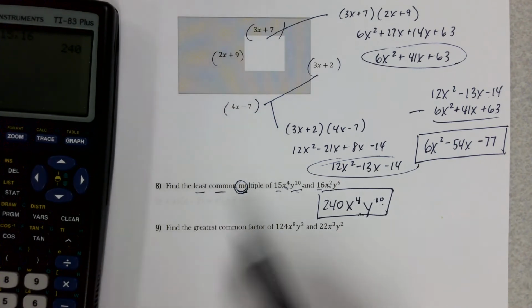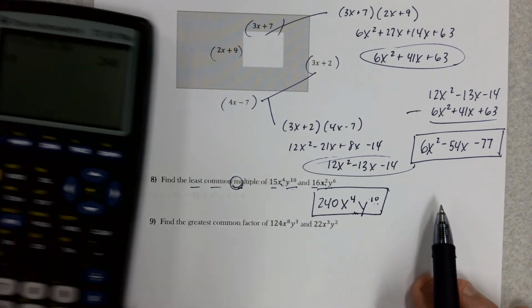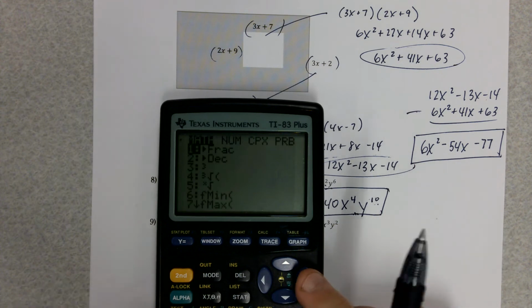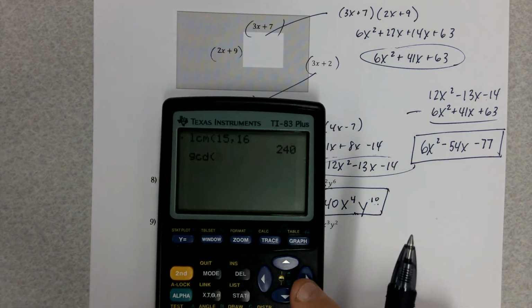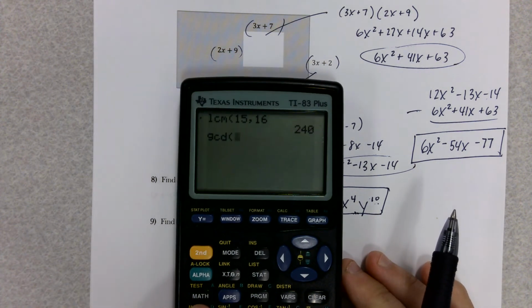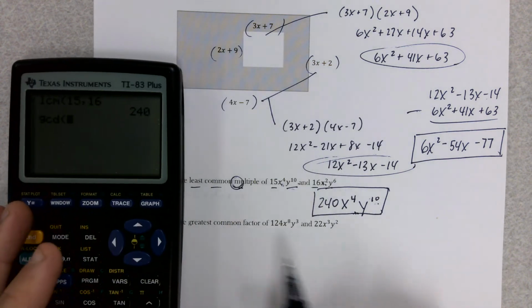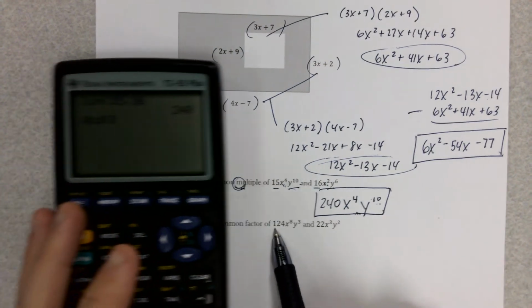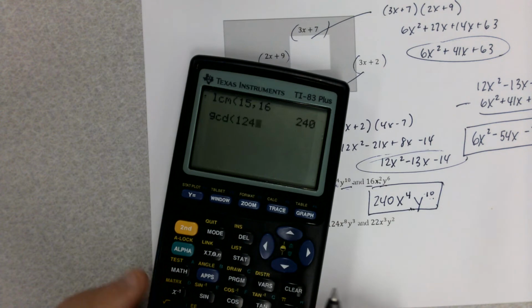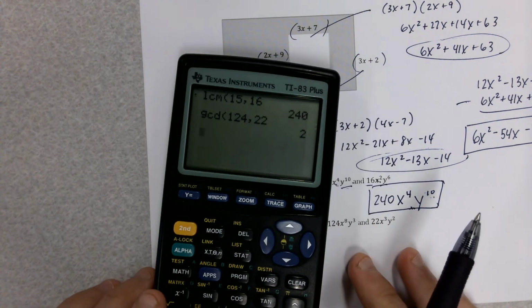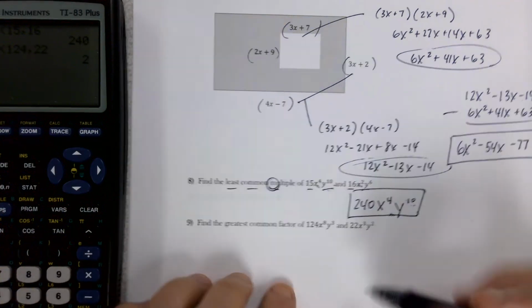Okay. Number 9 here, finding the GCF. Very similar place, math. Scroll over. This time it's option 9. And I know in your calculator it does say GCD, but same idea as GCF. 124, comma, 22 gives me a GCD or a GCF of 2.